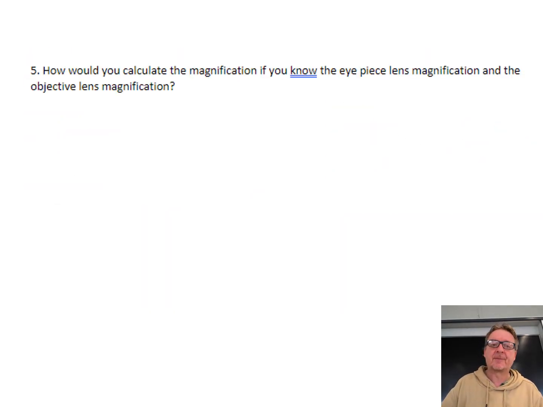How would you calculate the magnification if you know the eyepiece lens? No, that's probably a spelling mistake there in the blue.